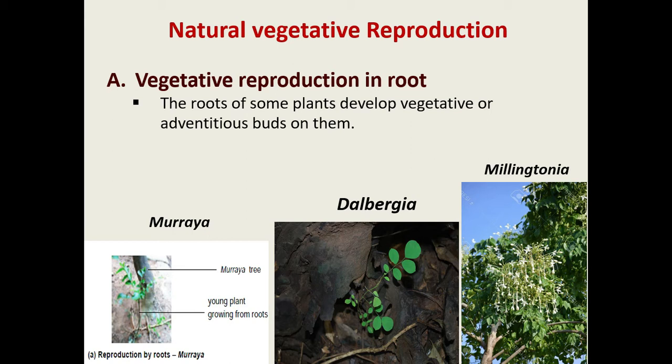For example, you see the Murraya. Murraya produces sprouts, and such sprouts give rise to a new plant. Next, Dalbergia, a member of the Fabaceae. It produces, see the root portions, this is the stem, this is the root portions, where it produces small plant-like structures. After some period, it produces roots, and afterwards it grows into an individual plant. Next, Millingtonia hortensis is also one of the plants reproducing vegetatively by means of roots.